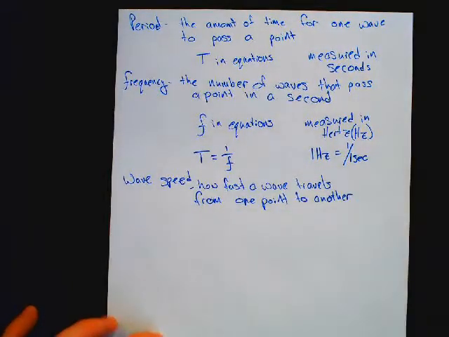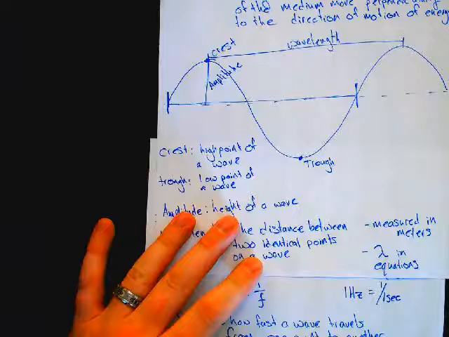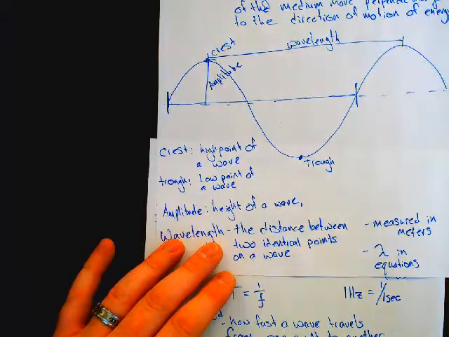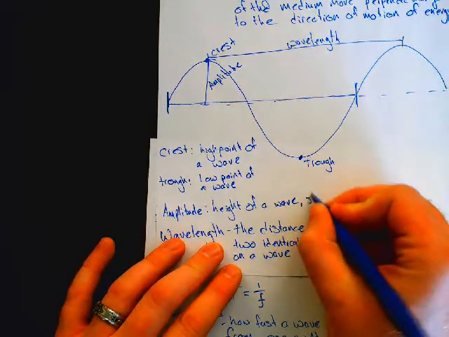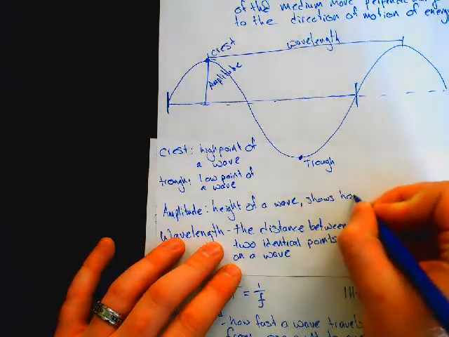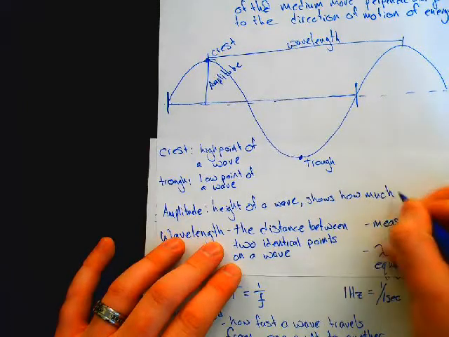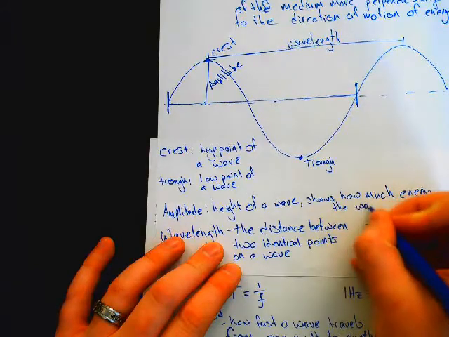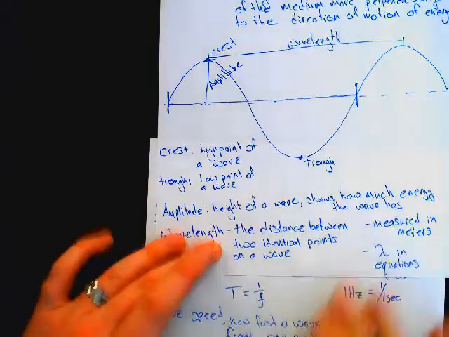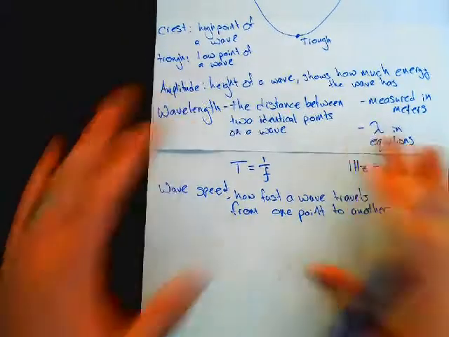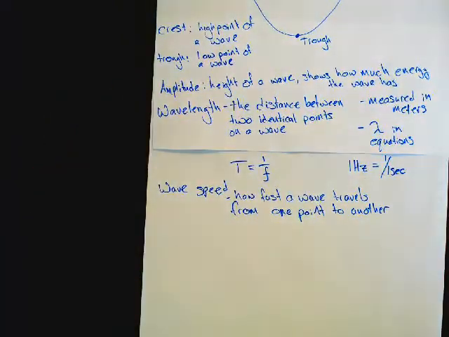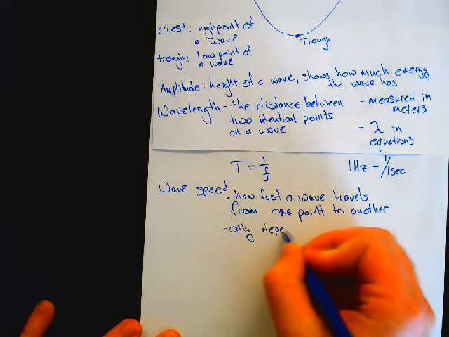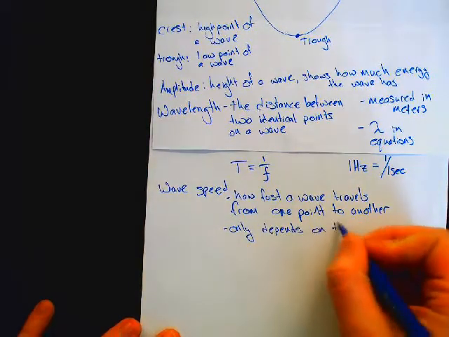All right, so amplitude was not only the height of the wave, but it also shows us how much energy the wave has. And then under wave speed, we need to put in that it only depends on the medium.